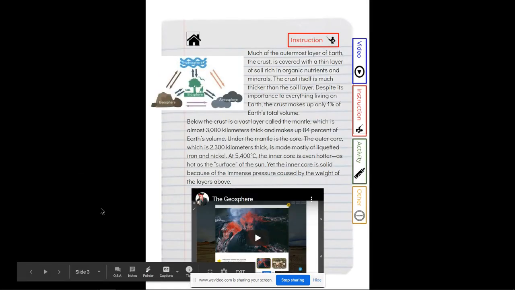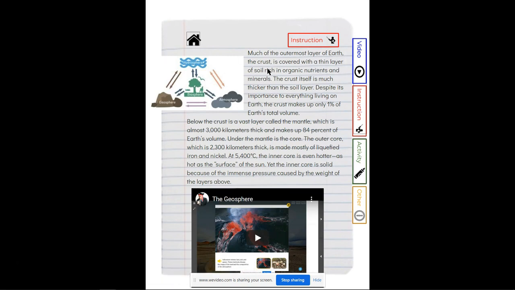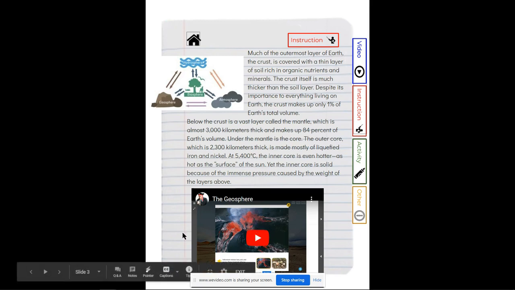In the instruction, much of the outermost layer of the Earth, the crust, is covered with a thin layer of rich soil. And so this kind of dives into what we were seeing previously in that background video. This video right here gives you all of the information that you need to know for the activities this week or in this lesson for the geosphere.